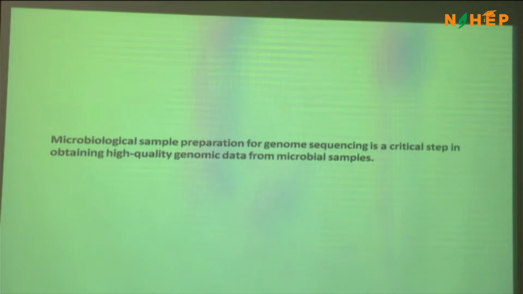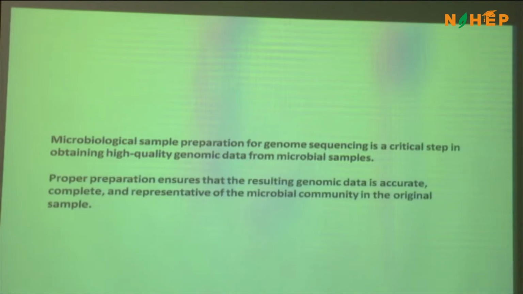So the best way forward is to collect a bit of leaf that represents the entire plant. It is always a pooled sample you have to collect. That is one part of the story. Proper sample preparation ensures that the resulting genomic data is accurate and complete, complete in the sense that it really represents the entire plant or entire system.